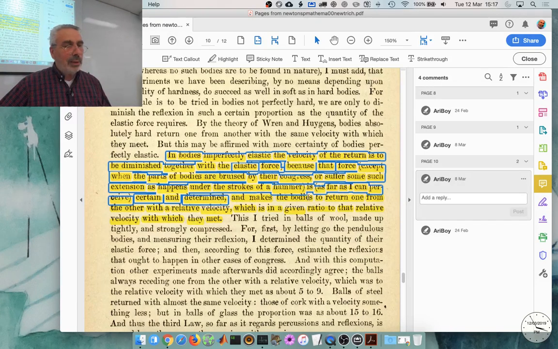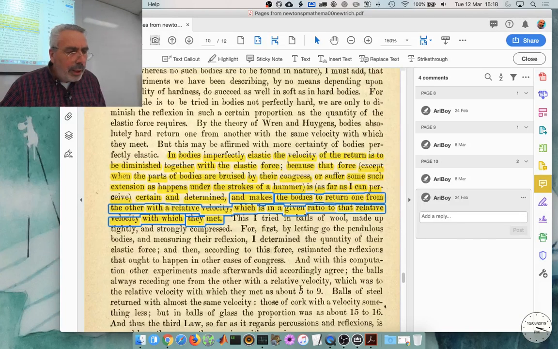So this one sentence where he says, well, I discovered that depending on the material of the body, they have some velocity by which they impact, and then when they separate, the ratio of those two velocities is for the type of bodies, glass bodies or, what he mentions some materials here, if I remember well. Oh yeah, here, you see cork, balls of glass. So he says the ratio for, what was this, cork? Balls are always in, 5 to 1.